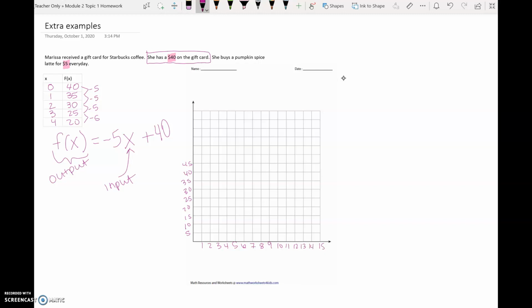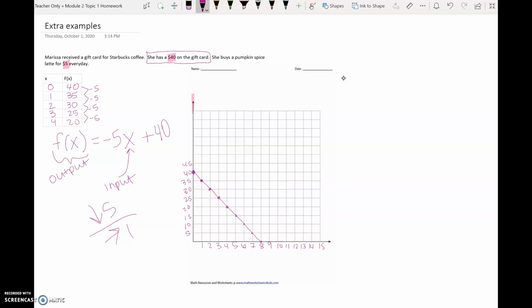So I start at 40. My y-intercept is 40, so my y-axis, right, is this right here. I'm starting at 40. I'm going -5. That means I want to go down 5 to the right 1. If I go down 5, I'd go to 35 and I go right 1. I go down 5, right 1, down 5, right 1, down 5, right 1, and I'd continue that pattern. There's my graph.